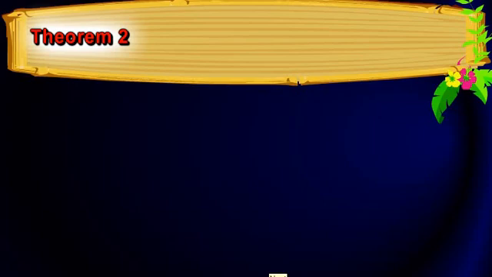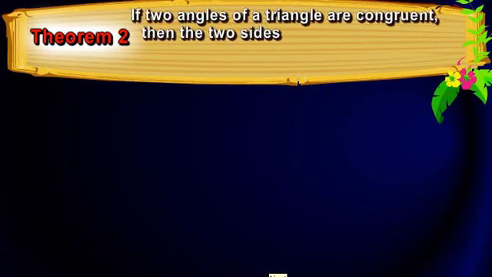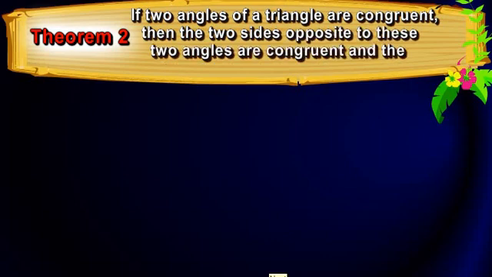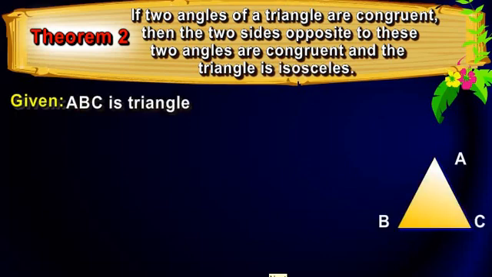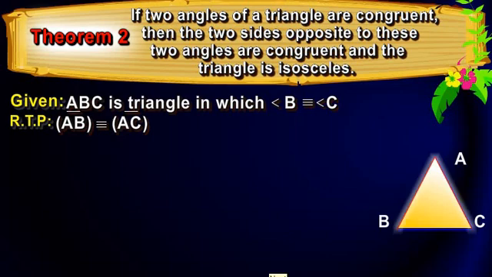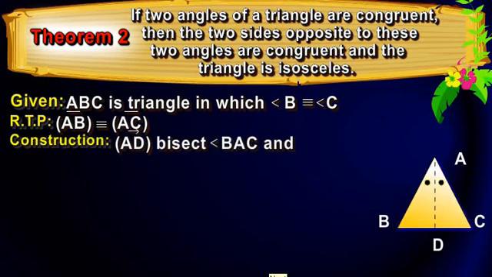Theorem 2. If two angles of a triangle are congruent, then the two sides opposite to these two angles are congruent, and the triangle is isosceles. Given: ABC is a triangle in which angle B is congruent to angle C. Prove that side AB is congruent to side AC. Construction: Draw the ray AD bisecting angle A and intersecting the base BC at D.